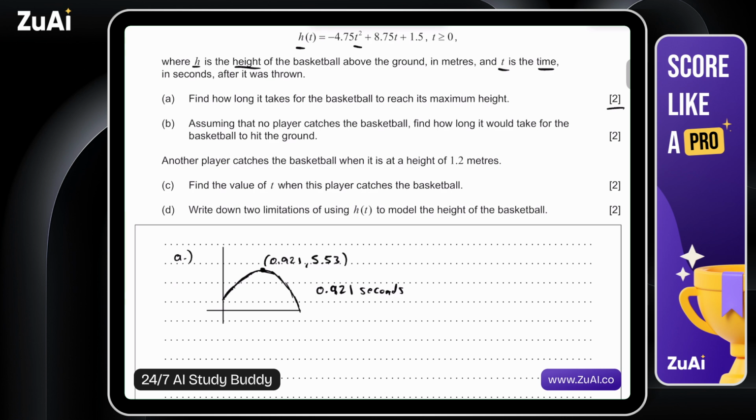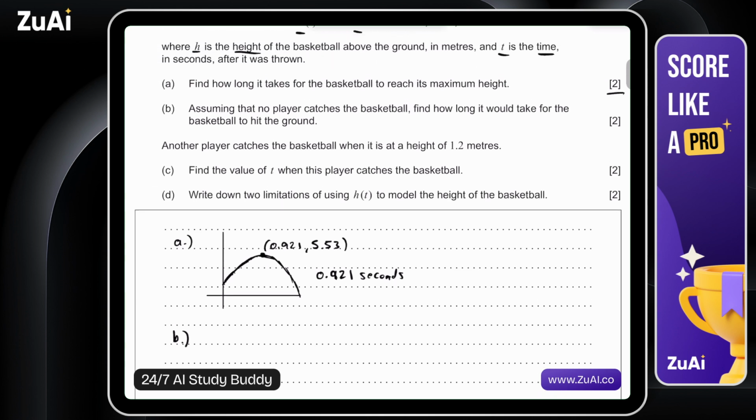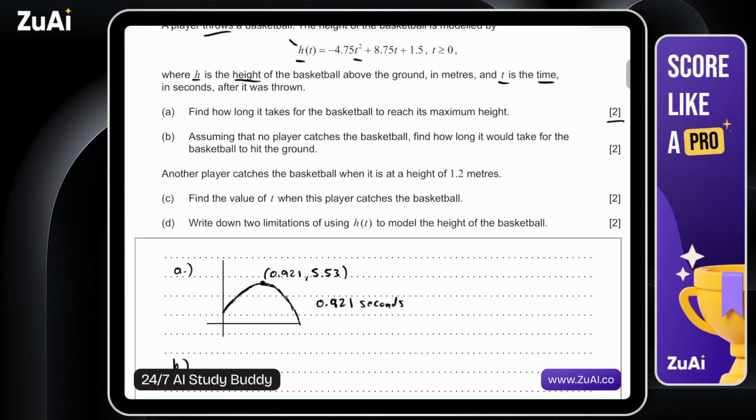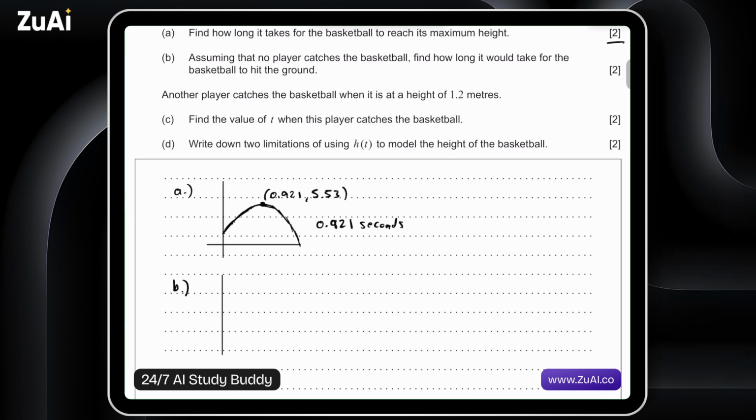Assuming that no player catches the ball, find how long it would take for the basketball to hit the ground. This is part B, and once again, we already have the graph. This is going to correspond to the point at which h is equal to 0. So 2 different ways we could work this out. I think since the graph is already open, it would be somewhat straightforward to just find this value right here where we intersect the x-axis.